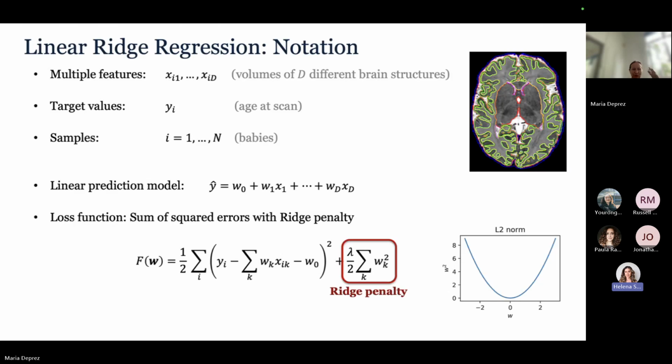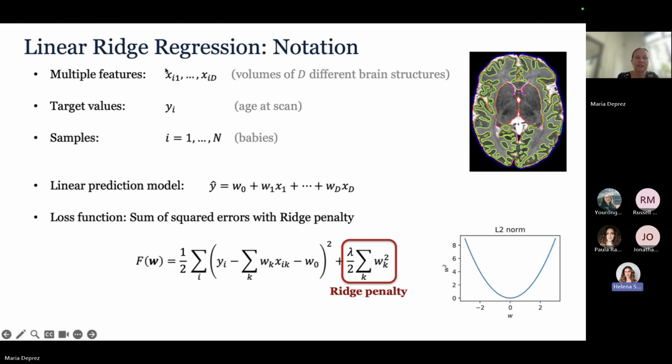So if we're going to do maths, we have to do notation at the beginning, start with boring things. So we have D features for each sample, and we have n samples. Here I have brain volume and the baby. Samples are the babies, age at scan is the feature, and the output is brain volume, like the simple thing.